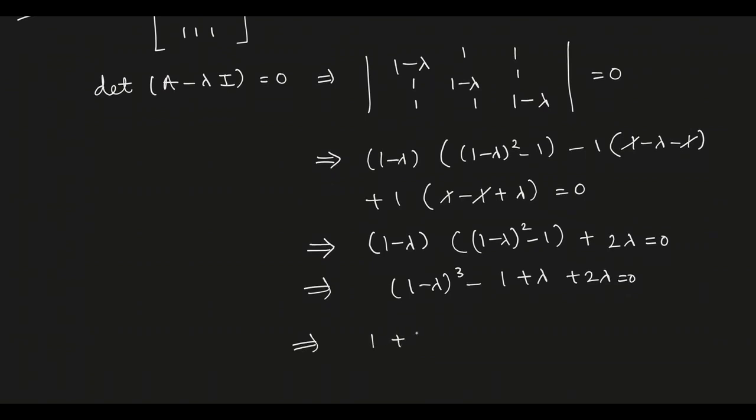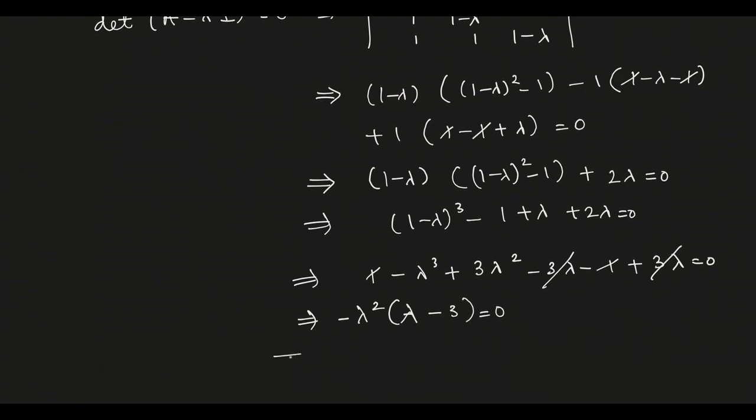So (1 minus lambda) cube, that is 1 minus 3 lambda plus 3 lambda square minus lambda cube, minus 1 plus 3 lambda equal to 0. 3 lambda will get cancelled out, this will get cancelled out. And I can take lambda square common, minus lambda square common: lambda minus 3 equal to 0. So from here, eigenvalues are 0, 0, 3.